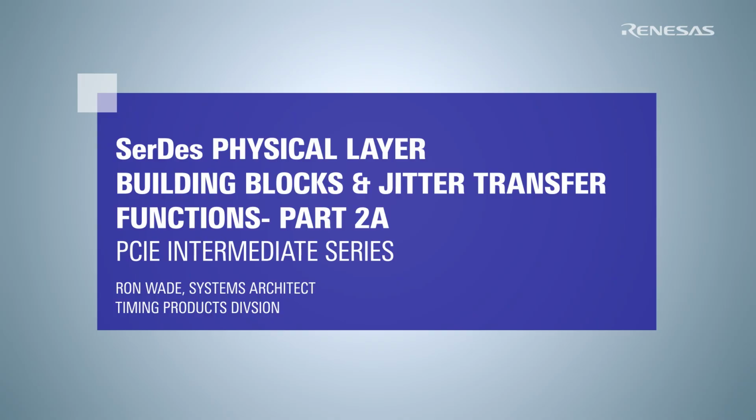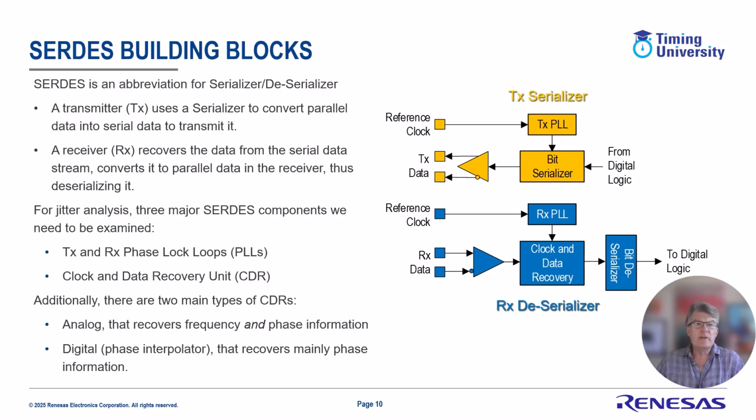This section is part 2A, which is the SerDes physical layer building blocks and jitter transfer functions for the PLLs. The SerDes building blocks consist of a transmitter and a receiver, and SerDes is an abbreviation for serializer deserializer. So the transmitter brings in parallel data from the digital logic, serializes it, encodes it, and then sends it out the transmit serial port.